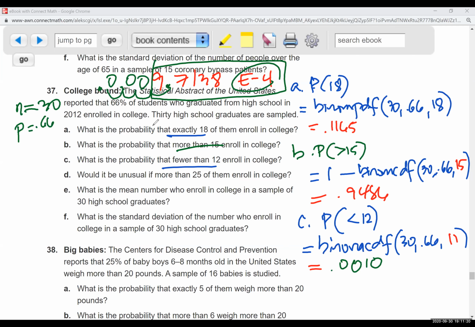Any other questions? All right, letter D, more than. It's the same thing as letter B, more than 25. So 1 minus binom CDF, 30, 0.66, 25. So get that. And then the question is, would it be unusual? When do we know if it's unusual? If it's 0.05 or less. Less than 0.05, yeah. Is it less than 0.05? Anissa said yes. Is that correct?